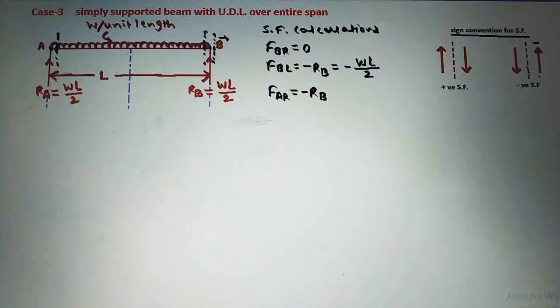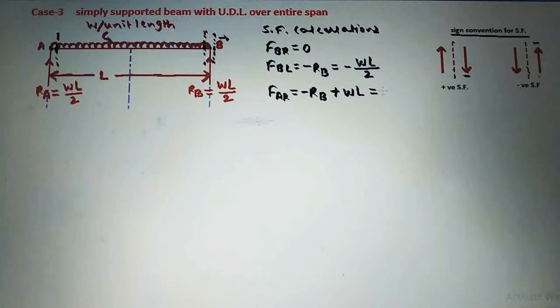And next is the U.D.L. See this U.D.L, which is acting in a downward direction on the right side of this section. This U.D.L is acting over a span of capital L. So we will take first the magnitude of force, that will be W into L, and as this U.D.L is acting in a downward direction on the right side of a section, the shear force will be positive. So here it will be plus W into L.